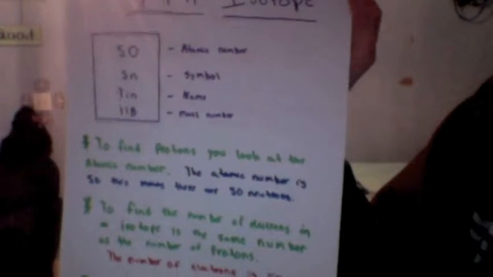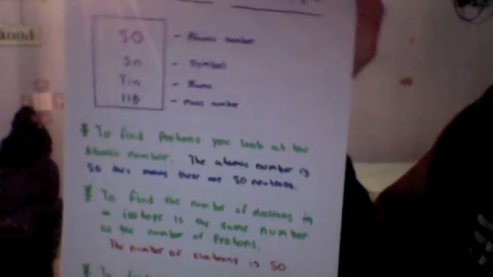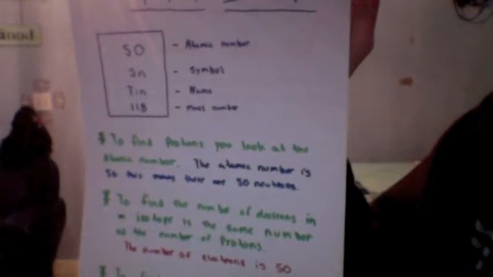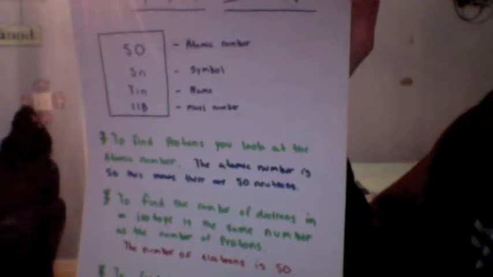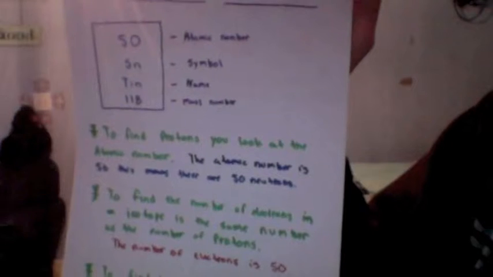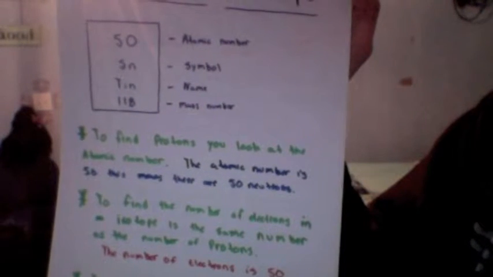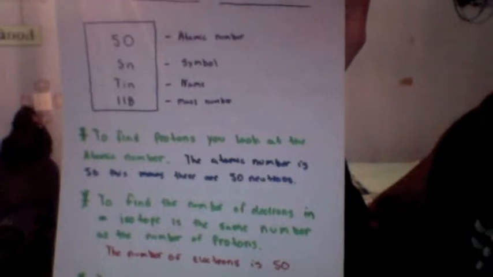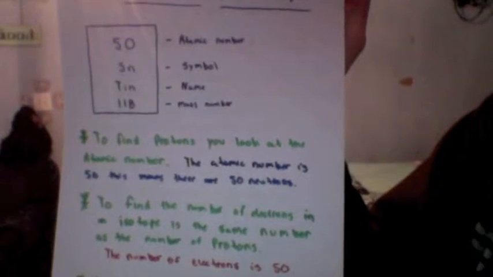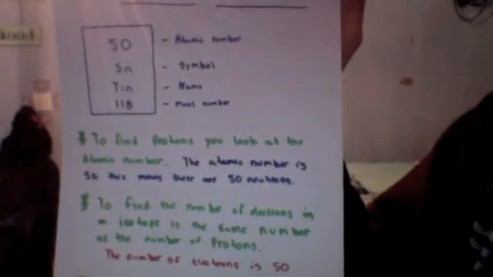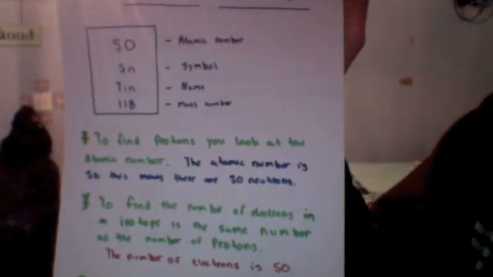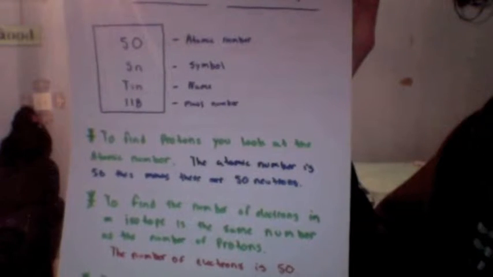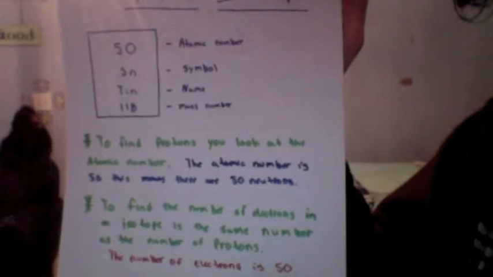In a tin isotope, there's an atomic number of 50 and a mass number of 118. To find the number of protons, you still look at the atomic number. So the atomic number is 50, which means that there are 50 protons. To find the number of electrons in an isotope, it's still the same number as the number of protons. So the number of electrons is 50.